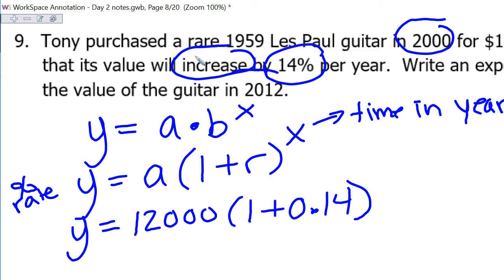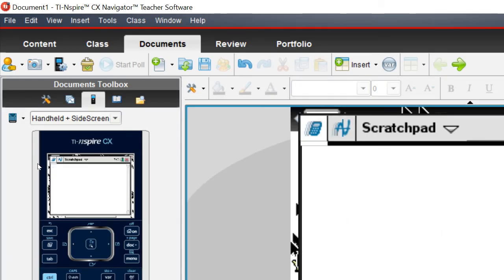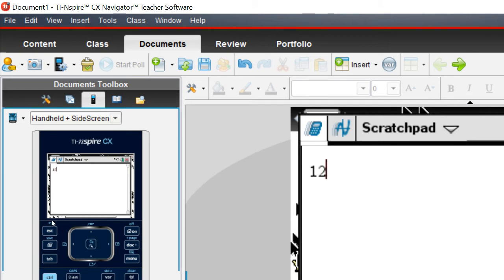Okay, I don't expect you to be able to do that in your head, so definitely use a calculator. Make sure you're not on a graph page, so just go to a sketch pad on a calculator page. It needs to be 12,000, parenthesis, 1 plus 0.14, raise it up to the, how many years? 12 power.